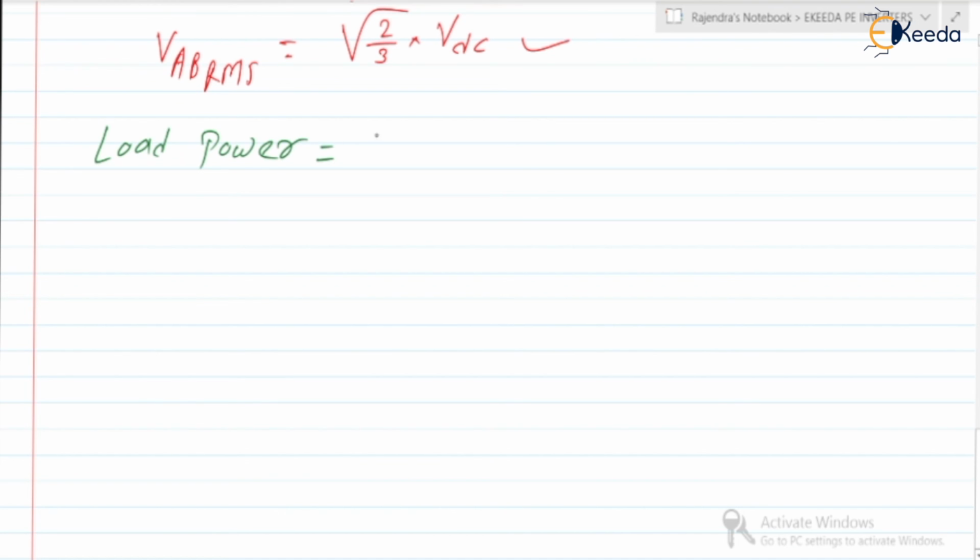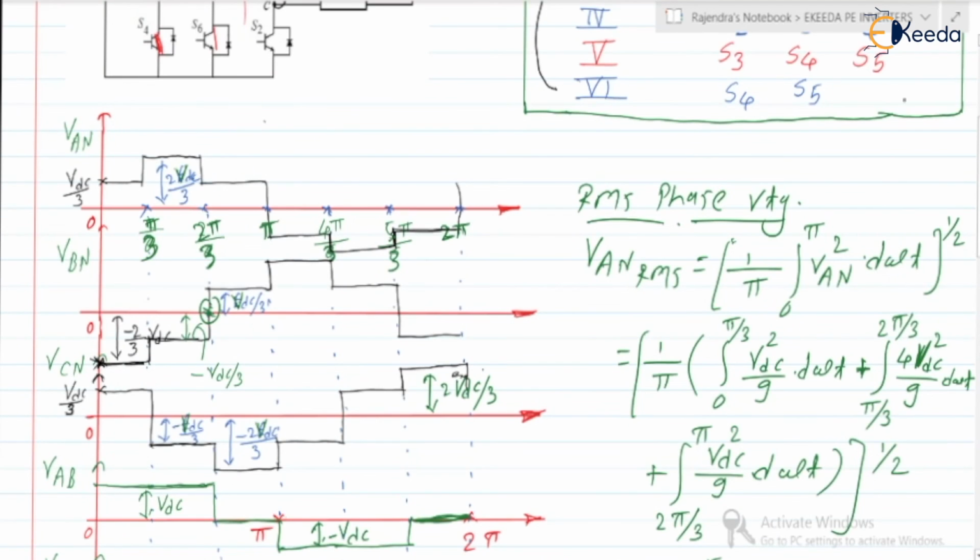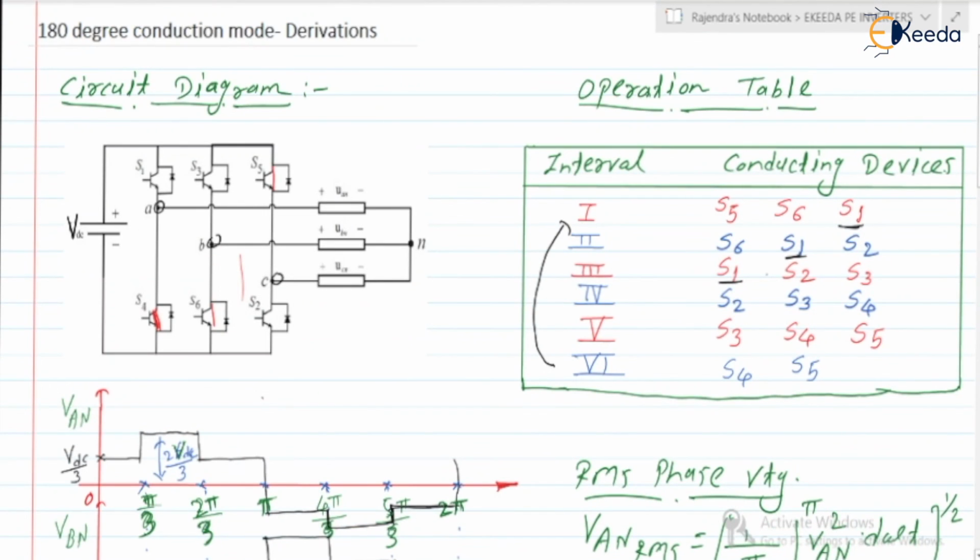Next, what is the load power? The load we have considered is purely resistive, so for one phase it is V0 RMS square divided by R. We have three phases, so it is 3 into V0 RMS square divided by R. This is the expression for the load power. So this is about the derivations of the 180-degree conduction mode three phase inverter. Thank you.